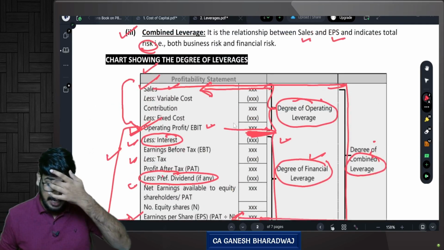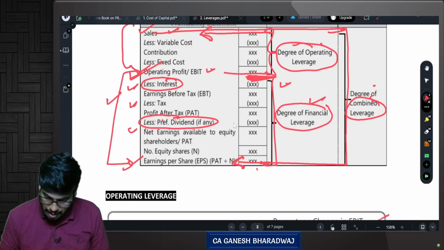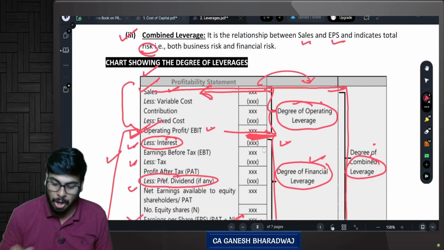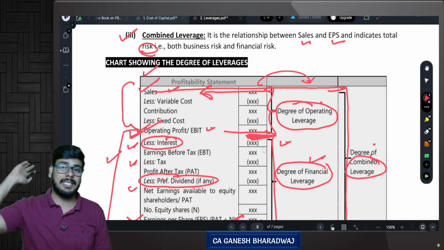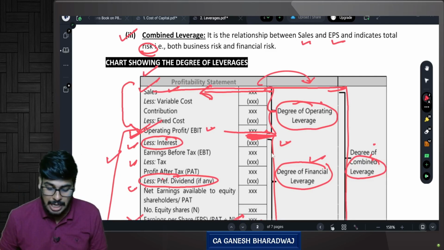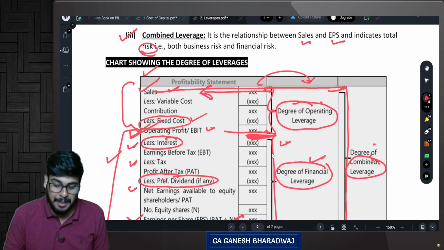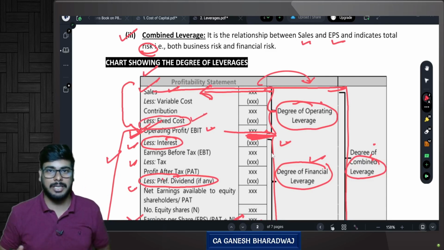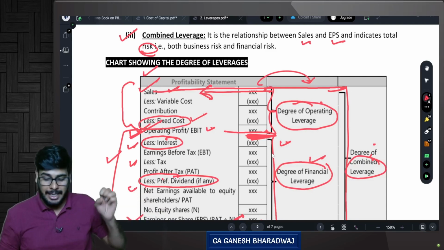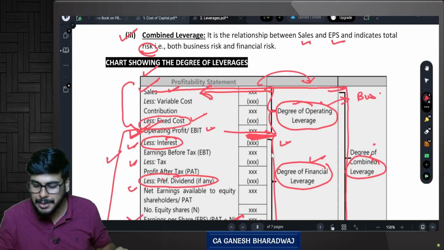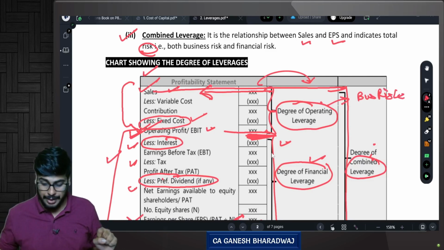In other words, it talks about the relationship between my EPS, bottommost item, with my sales, my topmost item, and this is called combined leverage. Are you clear with this? Now your operating leverage is happening because of the presence of fixed operating cost, that is for the purpose of your operations. That's why operating leverage is actually an indicator of your business risk. Are you clear with this?